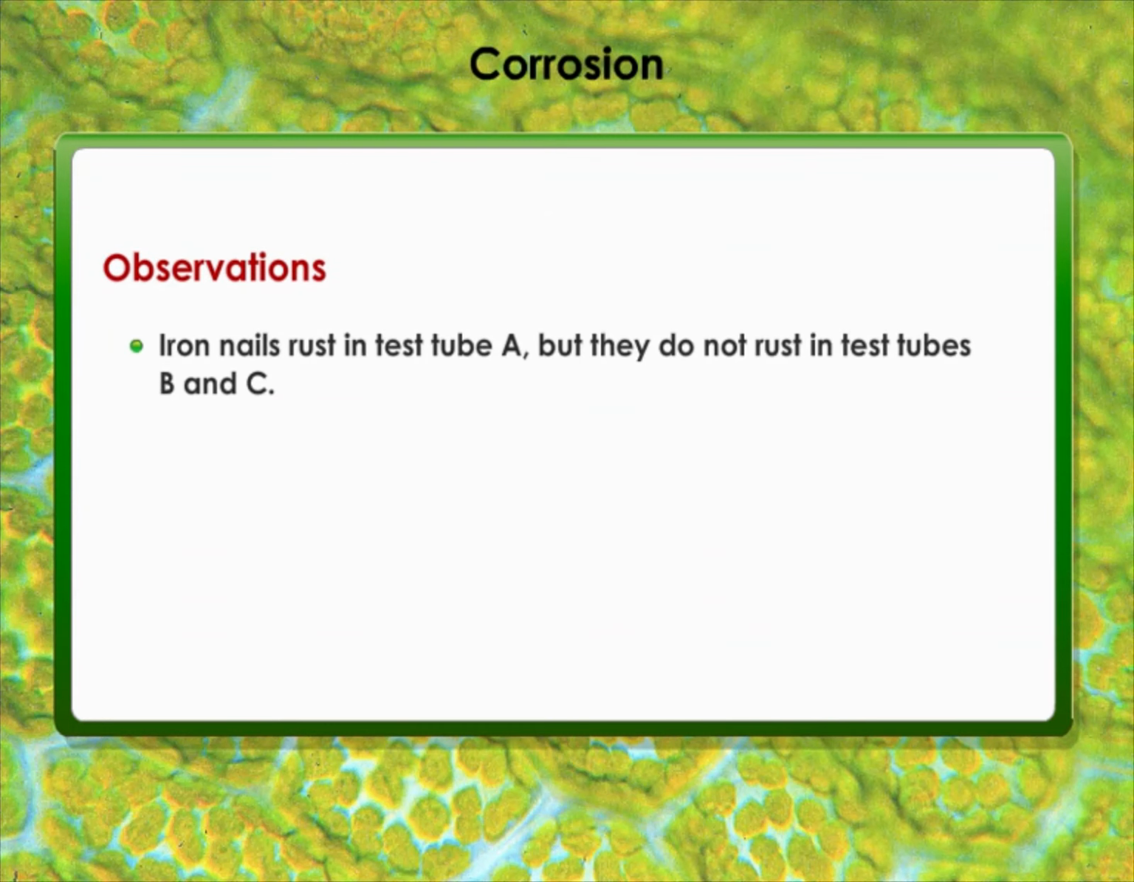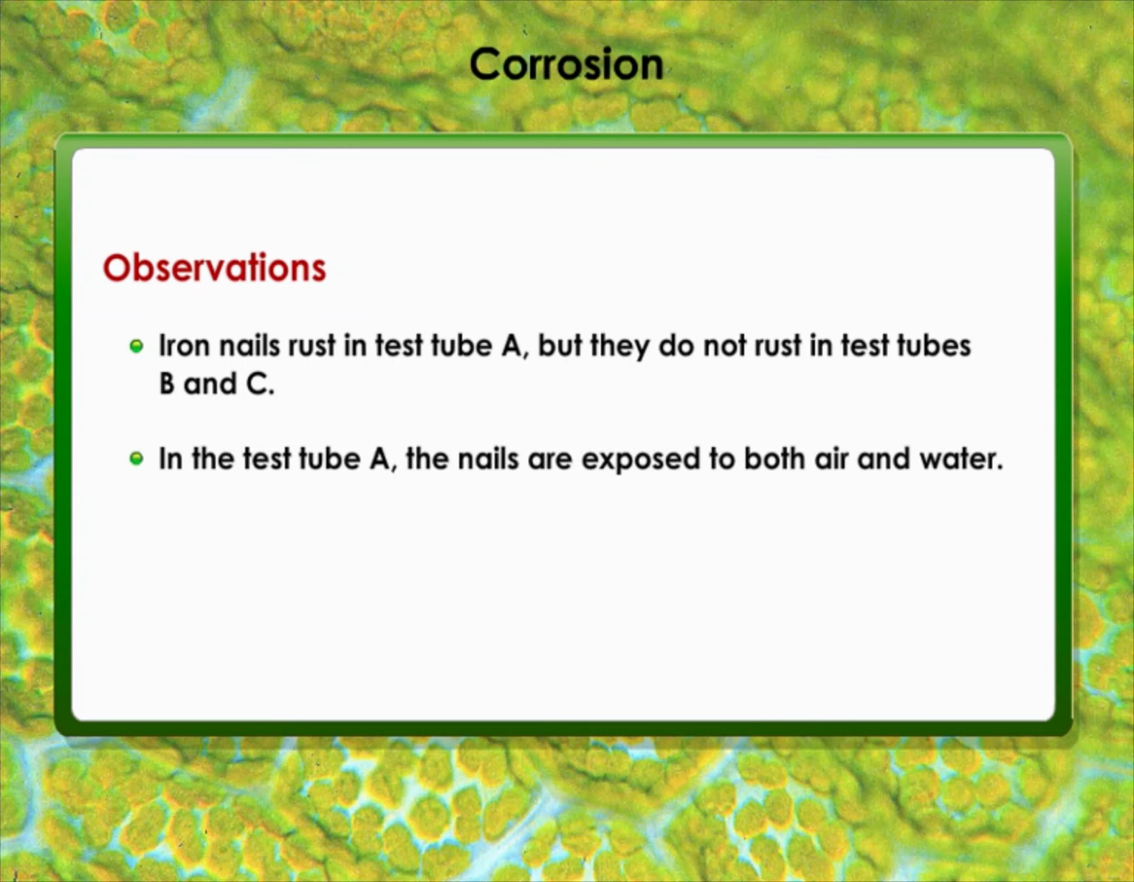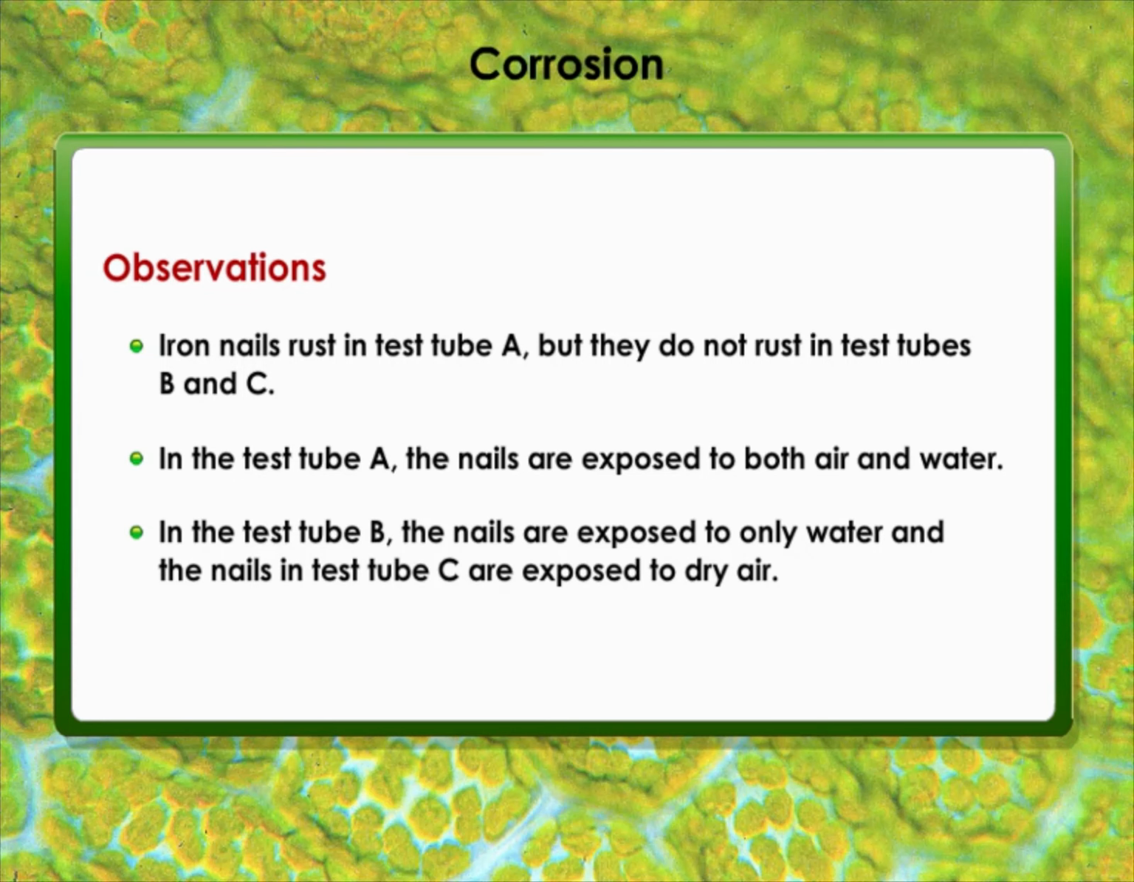We can observe that iron nails rust in test tube A, but they do not rust in test tubes B and C. In test tube A, the nails are exposed to both air and water. In test tube B, the nails are exposed only to water, and nails in test tube C are exposed to dry air.